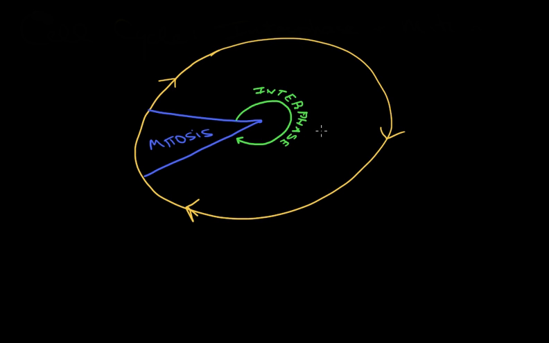So most of the cell's life actually occurs during interphase, and interphase is broken up into 3 separate sections known as G1, S, and G2. And G doesn't stand for growth, but it is one way to think about it.